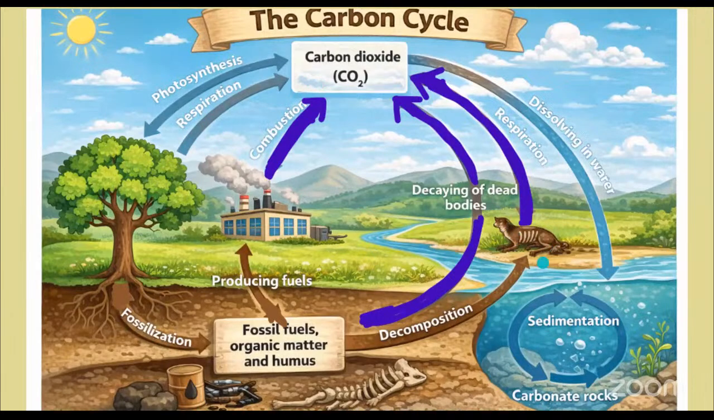Then we have an animal. I don't know what animal this is, some sort of a dog creature. So that is again going to be respiration, and carbon dioxide is lost to the atmosphere. Then we have a factory. In the factory they are going to be burning fuels. Fuels are hydrocarbons.